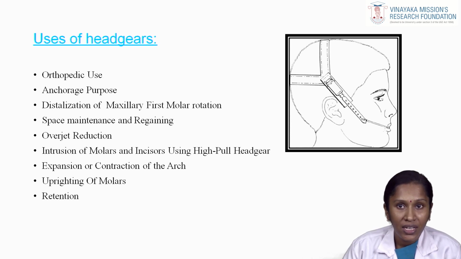In order to derotate a molar, the molar has to be banded with the buccal tube placed distally and then subsequently repositioned. The correction is achieved by adjustment of the inner bow so that it produces a rotational force on the molars. We can use it for retention purposes also.